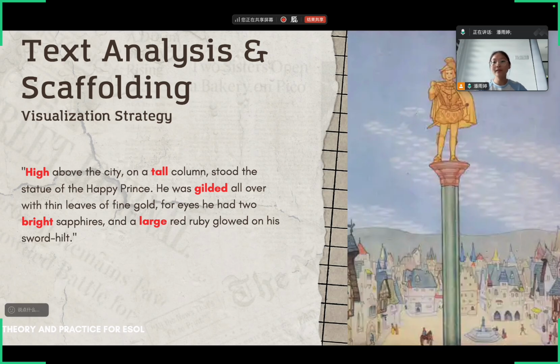High above the city, on a tall column, stood the statue of the Happy Prince. He was gilded all over with thin leaves of fine gold. For eyes he had two bright sapphires, and a large red ruby glowed on his sword hilt.